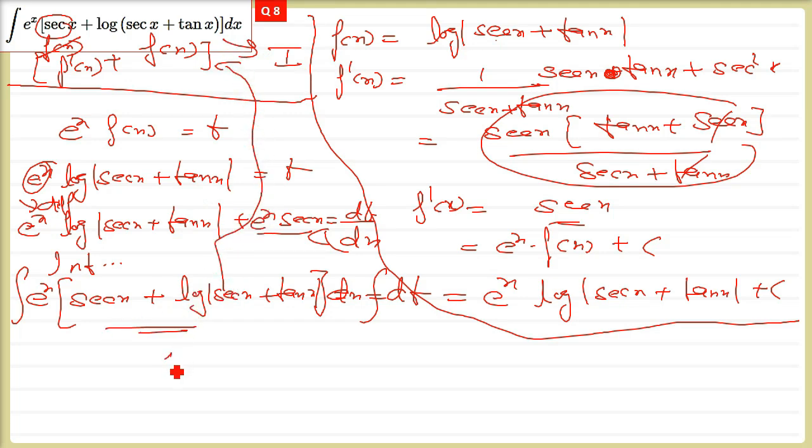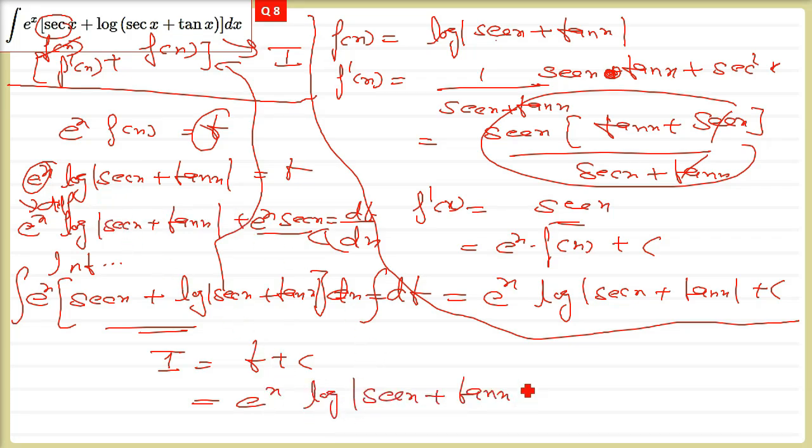So when we have this question, I can be equal to integration of dt, which will be t plus constant of integration. T was taken as e raise x into fx. Fx was log modulus of sec x plus tan x. So you can just write it like this: e raise x log modulus of sec x plus tan x plus constant of integration, and that's your final answer. So either way, both ways you'll get the same result.